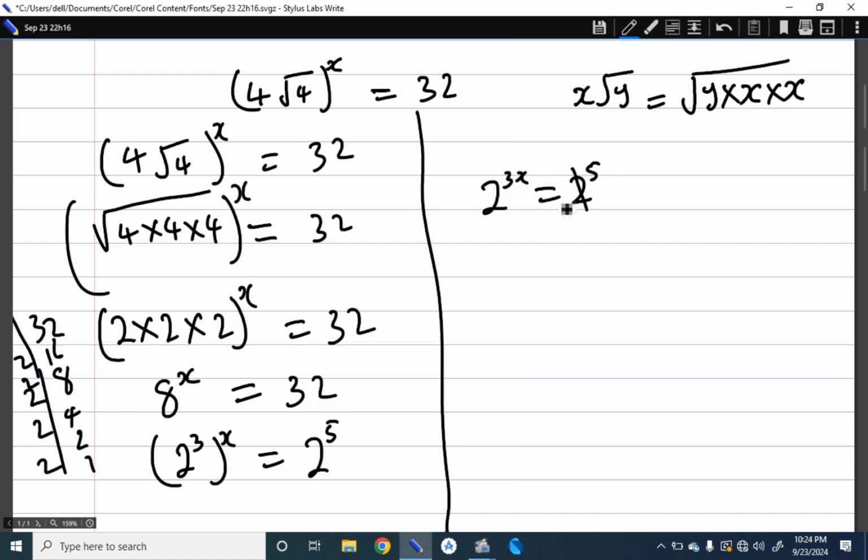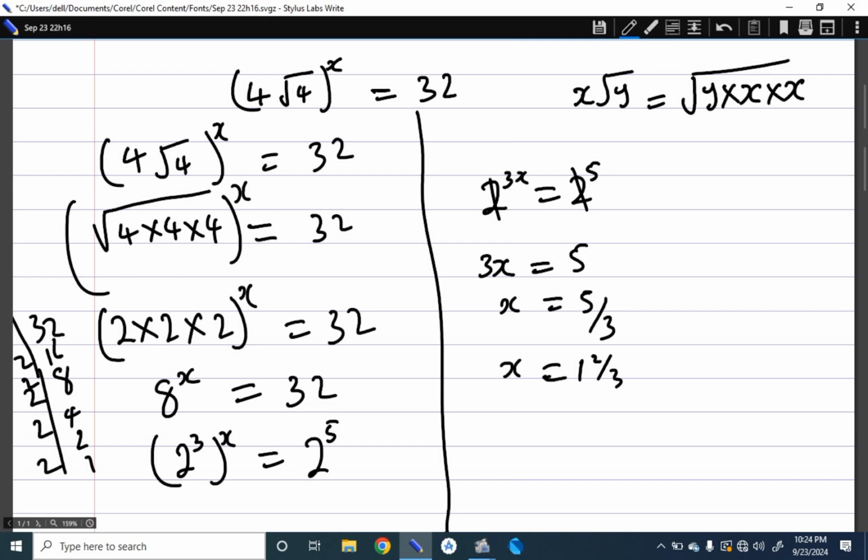If 2 takes care of 2, I'm having that 3x is equal to 5, and then finally my x is equal to 5 over 3. So x is now 1 whole number 2 over 3. Okay, so that is it. That's the first method of solving this.